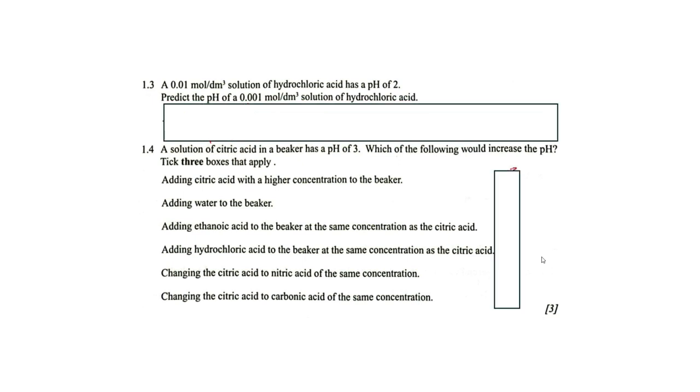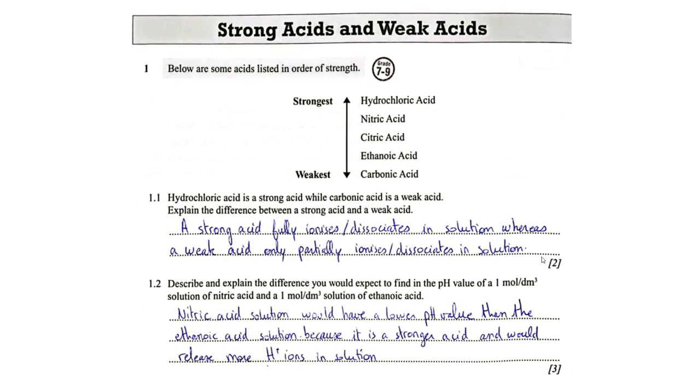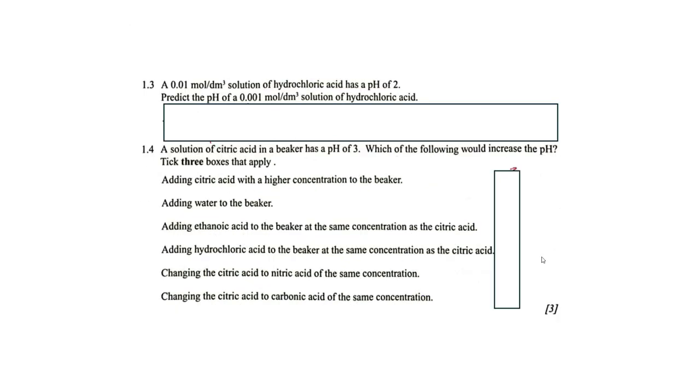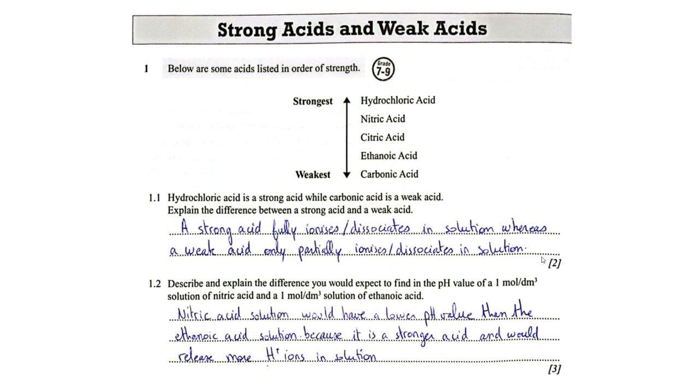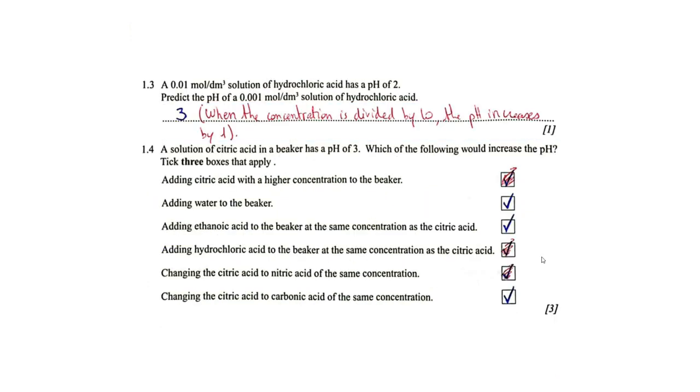Adding ethanoic acid to the beaker at the same concentration as the citric acid. If you look at what we saw before, the ethanoic acid is less acidic than the citric acid, so that would also increase the pH, making it less acidic. Changing the citric acid to carbonic acid of the same concentration, that would work, because if you look at the previous page, the carbonic acid is a weaker acid than the citric acid. Therefore, a solution with the same concentration would be less acidic, increasing the pH. So the second, third, and sixth options were correct.